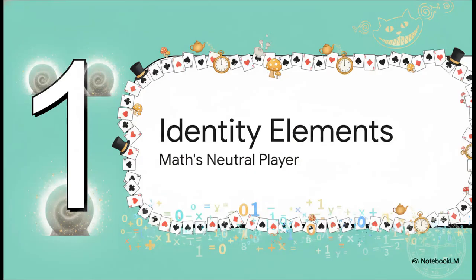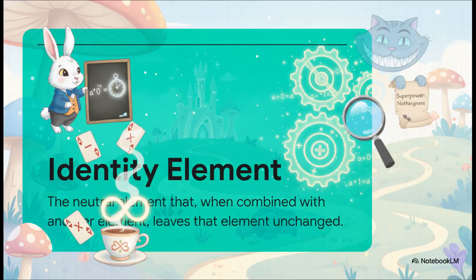So that job title, it's the identity element. And a great way to think about it is like the neutral player on a team. It's the one that can interact with anybody else in the field without actually changing what they're doing. And here's the more textbook definition. But the key phrase here, the one you really want to lock in, is "leaves that element unchanged." No matter what you combine it with, the other thing stays exactly the same. That's its superpower, this kind of powerful nothingness.